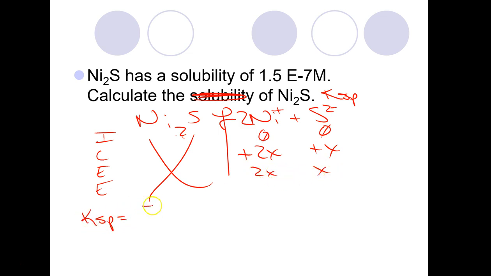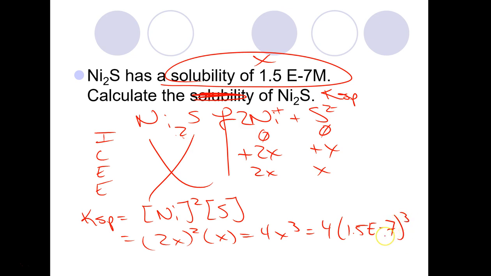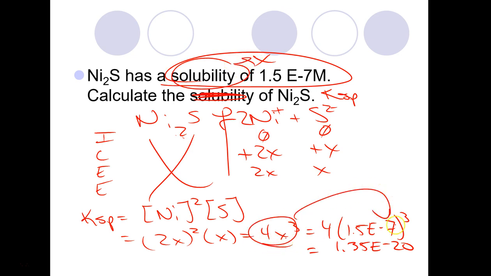Ksp expression is based on the coefficients of the products where they're multiplied together. So Ni squared, so I'm going to put in 2x, quantity squared, times x, which is 4x cubed. This right here is x. Okay, so when you plug that in, you get 1.35 e to the negative 20. So that, again, solubility is referring to the x value. So once you set this up, all you have to do is plug it in for x and solve. Cube it and then multiply by 4, and that's your answer.